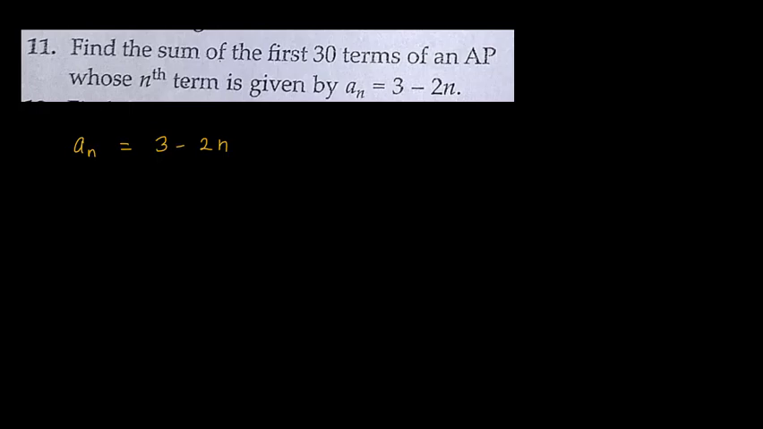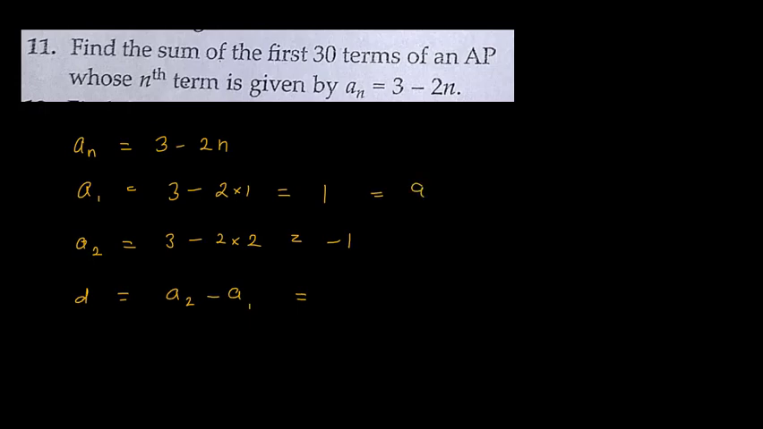So from this an, we can find the value of a1, which is a. It is 3 minus 2 into 1, so 3 minus 2 is 1. I can also find a2, which is 3 minus 2 into 2, so 3 minus 4 is minus 1. So from here I can find d, which is a2 minus a1. This a1 is nothing but a. So a2 minus a1, minus 1 minus 1, will give you minus 2. So this is your d.